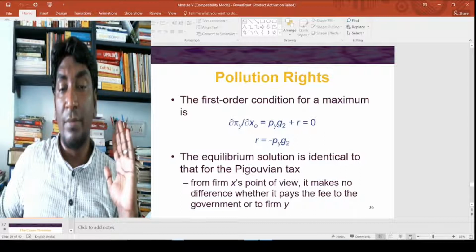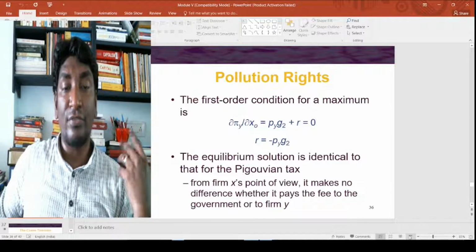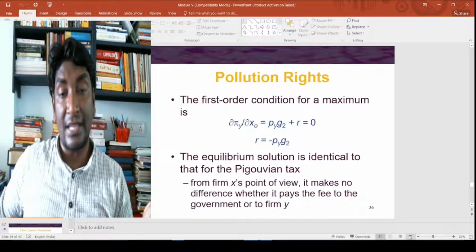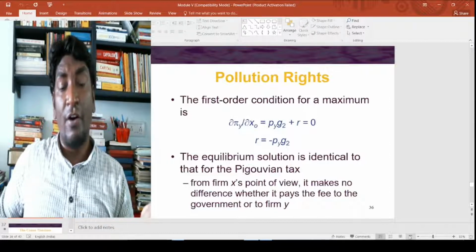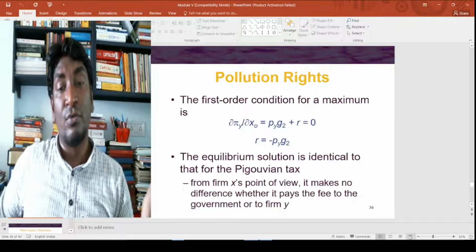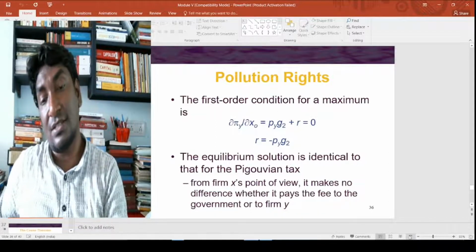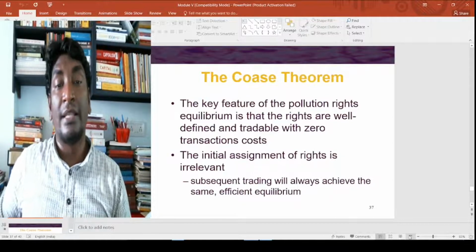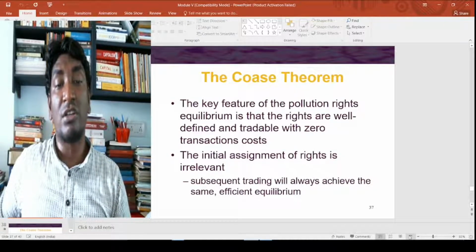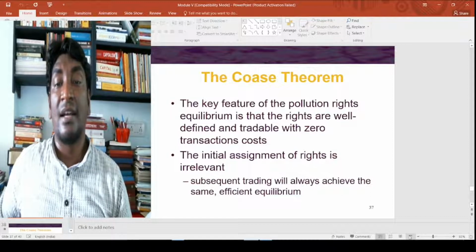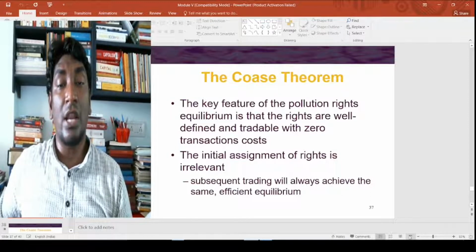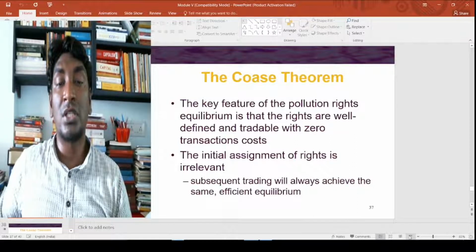So the equilibrium solution is identical to that for the Pigouvian tax. From firm X's point of view, it makes no difference whether it pays the fee to the government or to firm Y. The key feature of the pollution right equilibrium is that the rights are well defined and tradable with zero transaction cost. But that is not the real world. The initial assignment of the right is irrelevant.